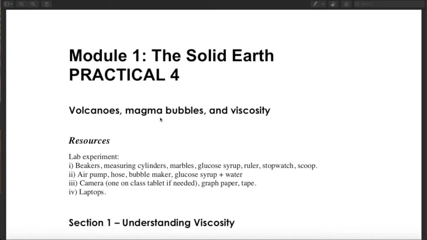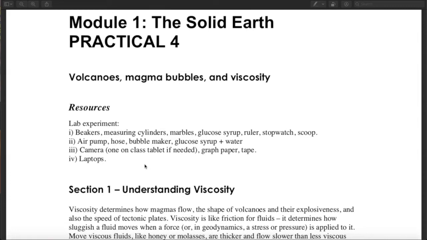So what we'll be doing in this prac is running a lab experiment. The resources which we're going to be using, which I've already set up and used for you, are a bunch of beakers, measuring cylinders, marbles, glucose syrup, which is very messy, some rulers, a stopwatch, which I'm going to have embedded in the video for you, and very importantly, a scoop. We're also using air pumps and hose bubble makers to make bubbles in our glucose syrup solutions. We'll be recording everything on our camera so that you have access to recorded video of the experiments going on. And lastly, you'll need some laptops to help you prepare your lab report at the end.